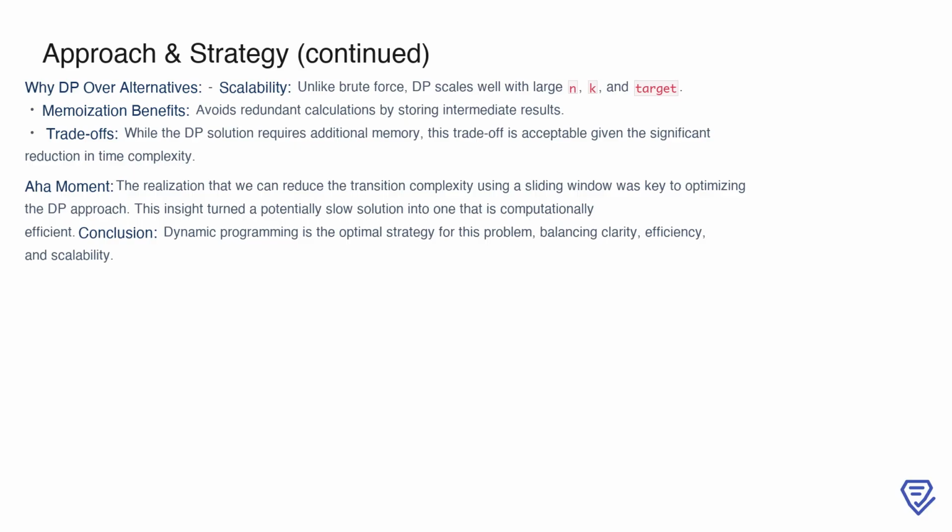The pivotal insight that made this approach even more efficient was the use of a sliding window to optimize the transition relation. This reduced the potential bottleneck of summing over k terms, transforming a slower solution into one that is computationally efficient and scalable. In conclusion, dynamic programming not only balances clarity and efficiency but also ensures the solution is robust enough to handle the problem's constraints. This makes it the definitive choice for solving the problem effectively.